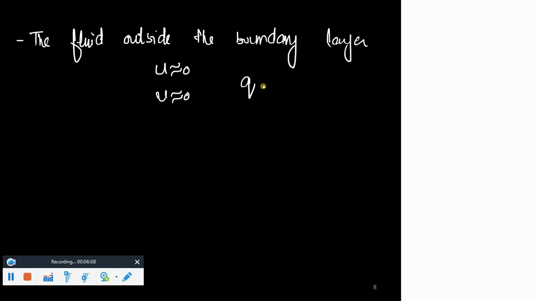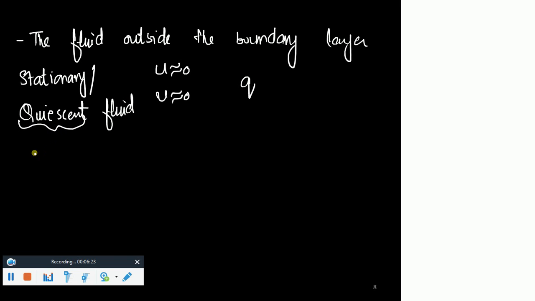Yes, you can call it a stationary fluid, or you would use the word quiescent fluid. Quiescent means inactive. I am just talking about the fluid outside the boundary layer.